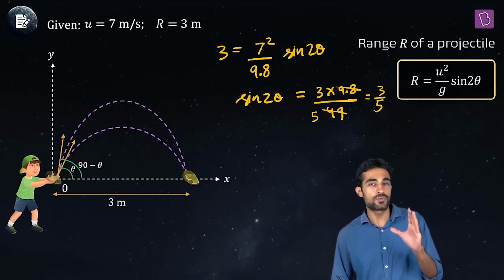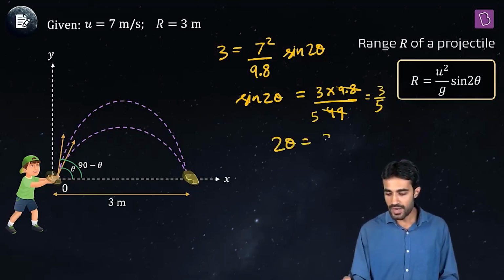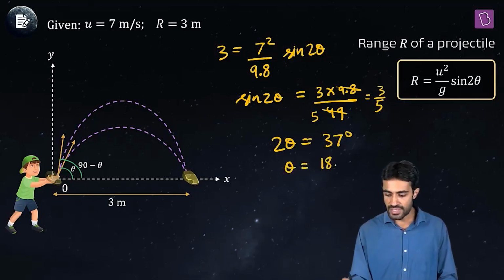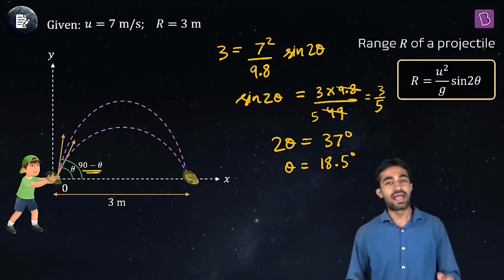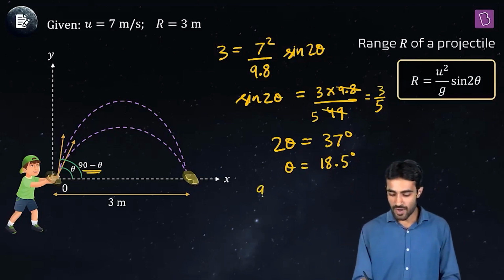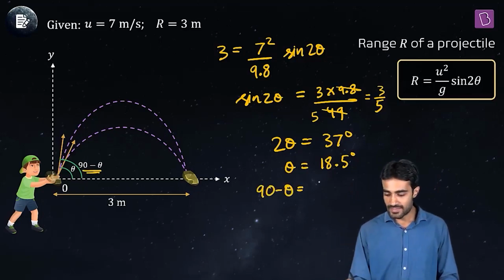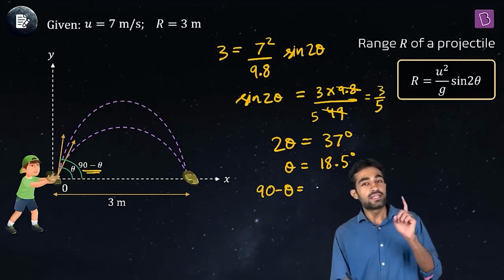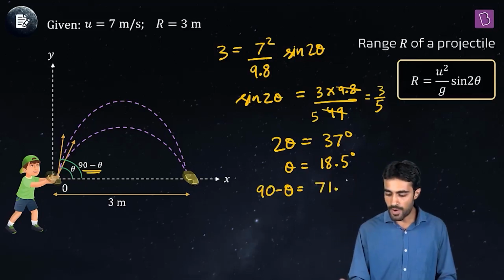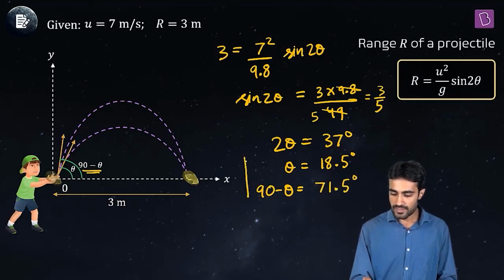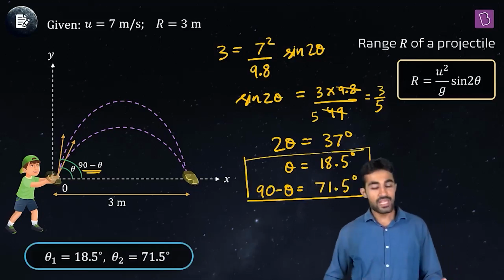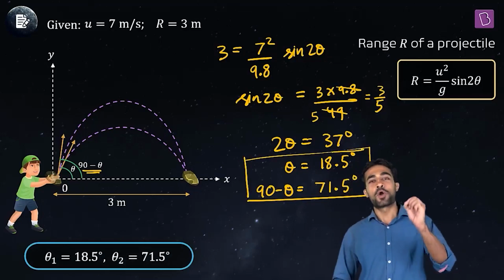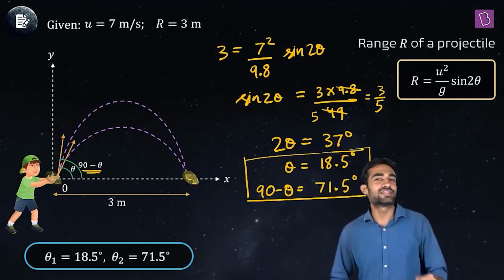Now one possible value of 2 theta is 37 degrees. So from this, theta is coming out to be about 18.5 degrees. And we know what the other possible angle is. The other angle must be 90 minus theta. Exactly. So what is 90 minus theta? Well, this is about 90 minus 18.5, which is 71.5 degrees. So we get the two possible answers. One is 18.5 degrees and another one is 71.5 degrees. So that was a really nice question.